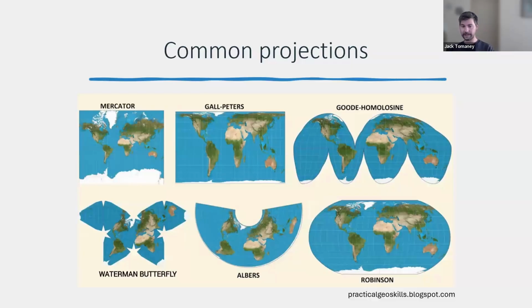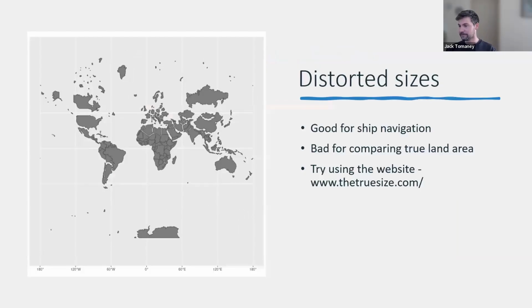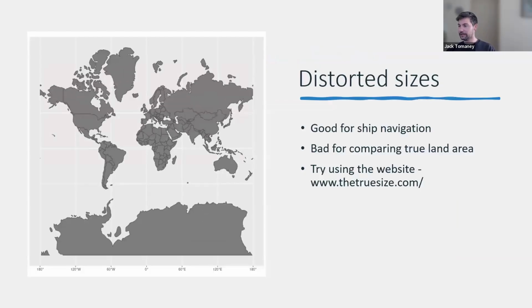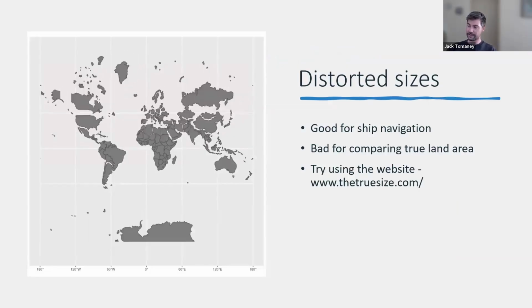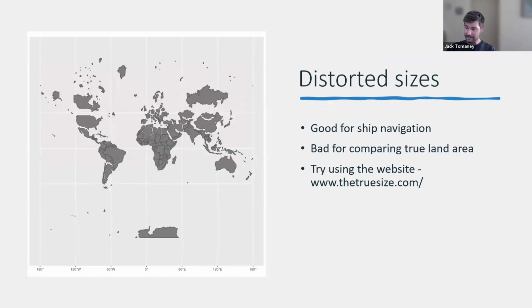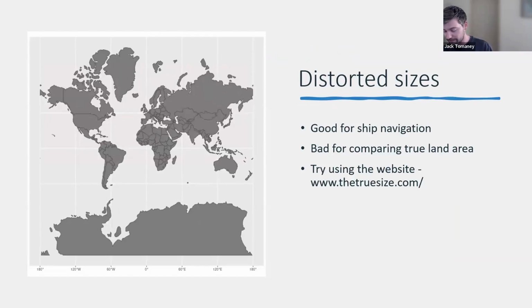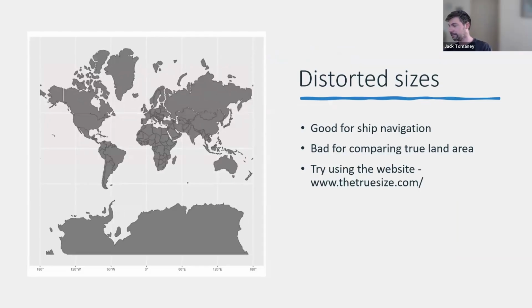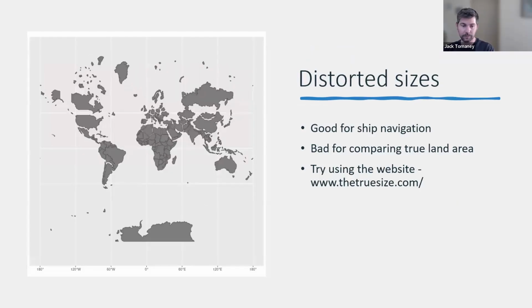Robinson, which is the one in the bottom right, is actually called a compromise projection, which distorts everything, but not that much. So everything is kind of acceptable, and that's often one that is used. That's just an example of how different coordinate reference systems can distort sizes. In some, you can see Antarctica is huge, but actually it should be very small. A fun website to use to see the difference in coordinate reference system projections is thetruesize.com, which you can go on.